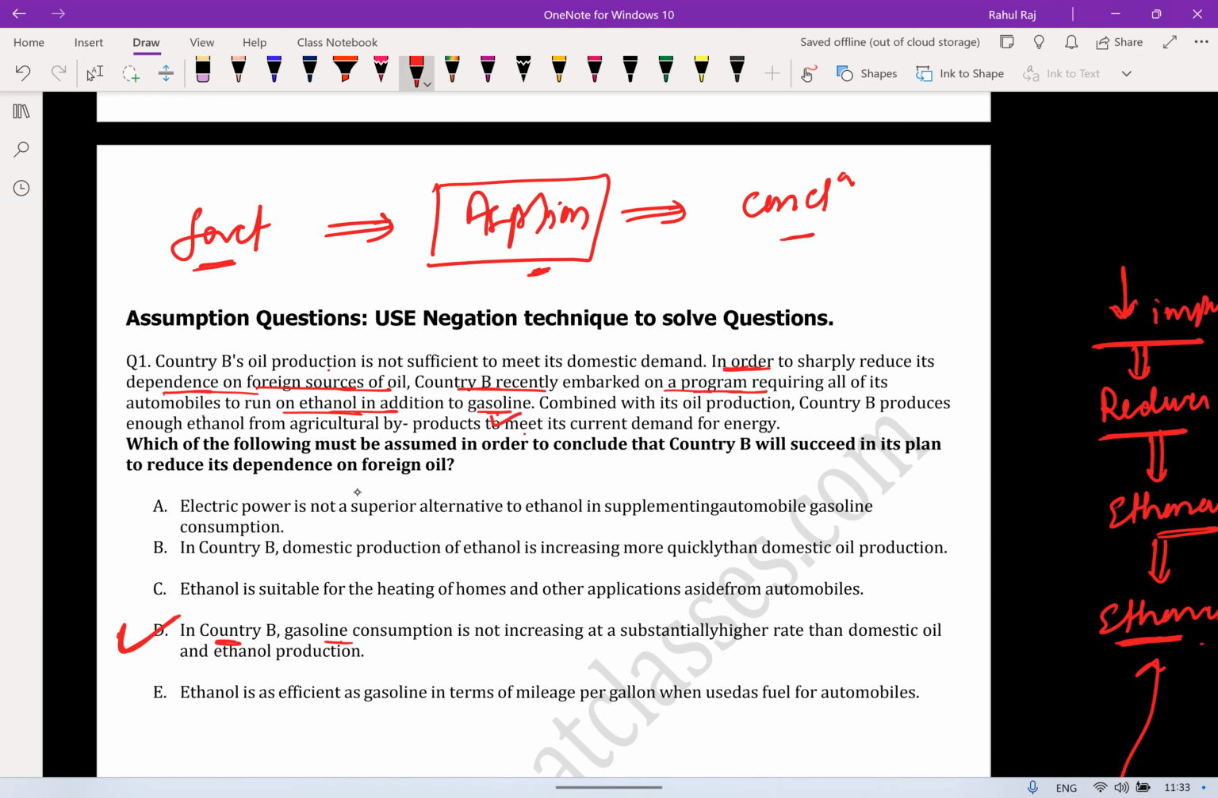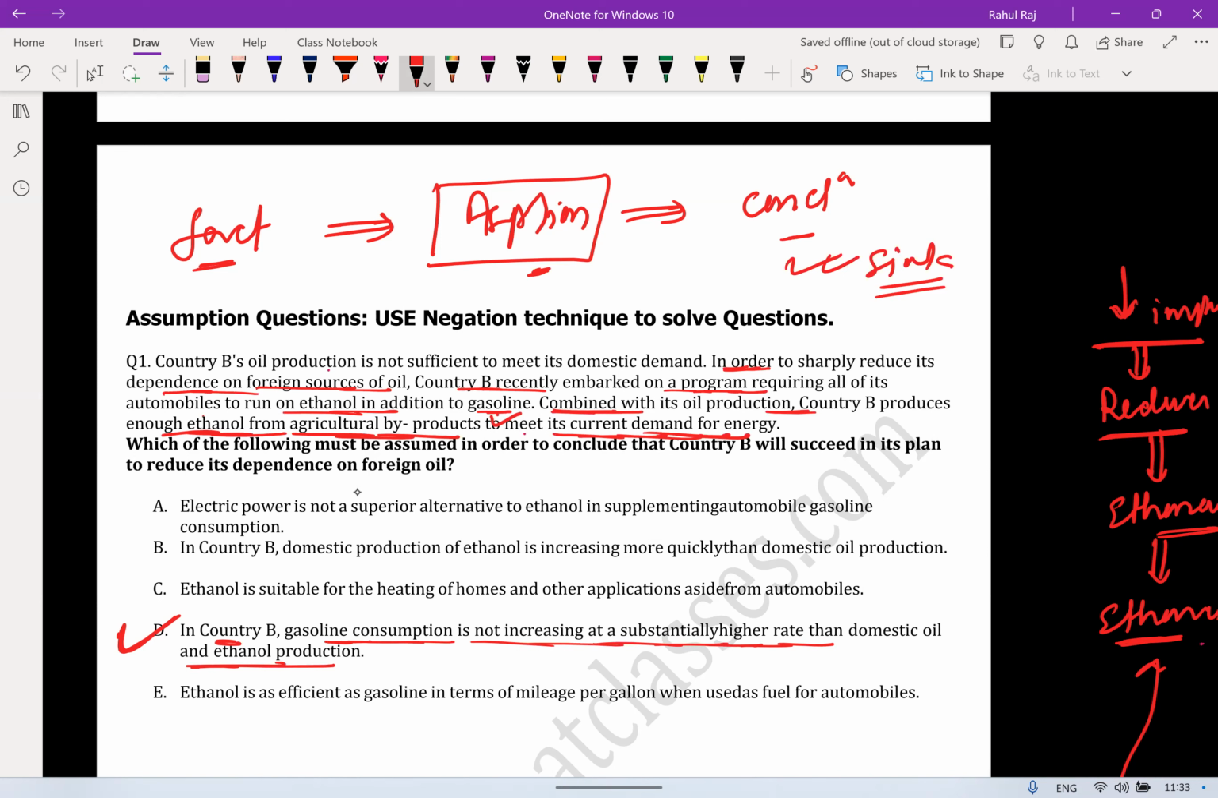In country B, gasoline consumption is not increasing at a substantially higher rate than domestic oil and ethanol production, and therefore, combined with its oil production, country B produces enough ethanol from agriculture byproduct to meet its current demand for energy. Is it completely in sync or not? Please tell me this. Makes sense. Is this very clear?